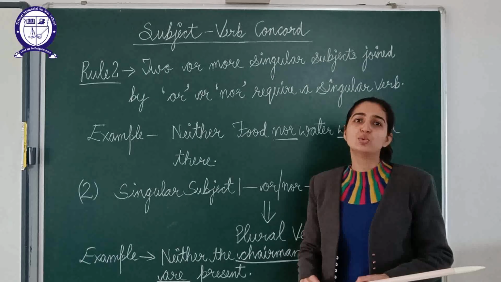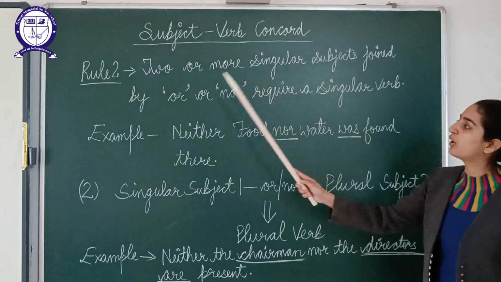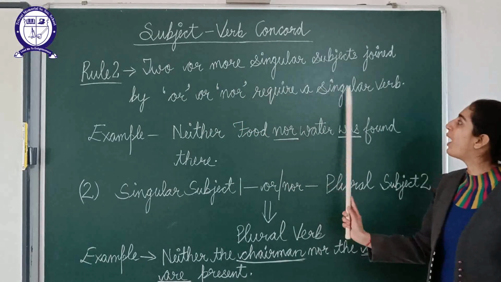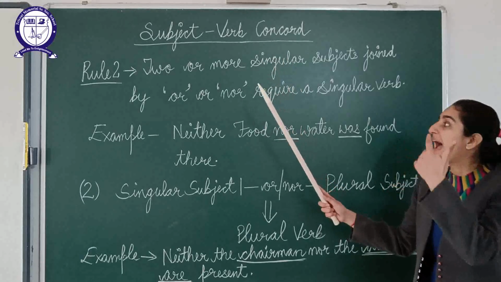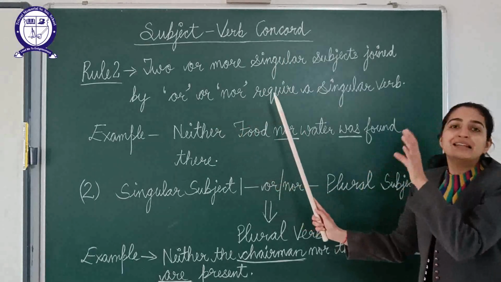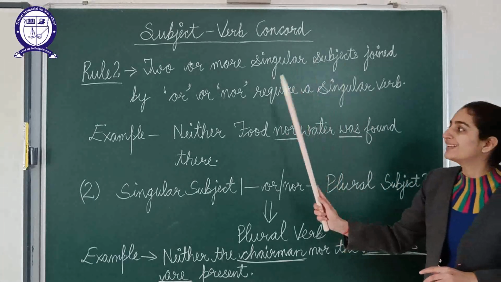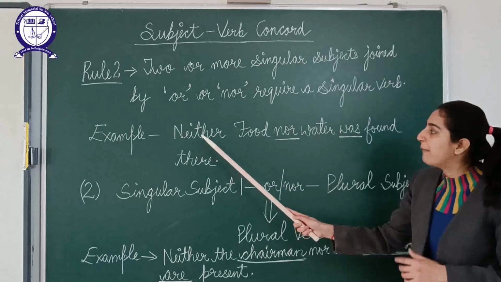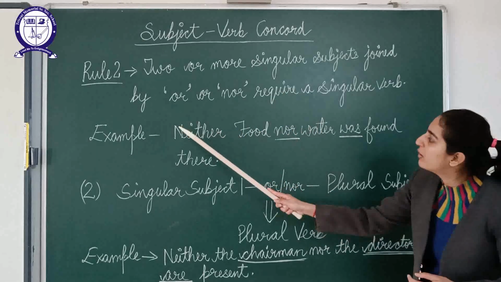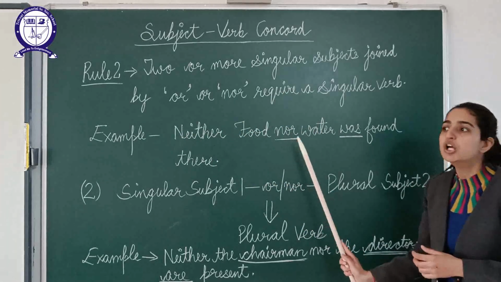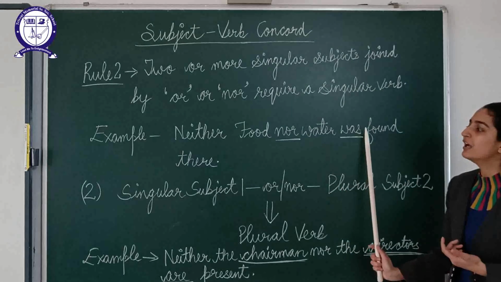Next we see rule number 2. Rule number 2 says that two or more singular subjects joined by or, nor require a singular verb, which means that if there are two singular subjects and they are joined by or, nor, then the verb that we require here is a singular verb. Let us see this with the help of an example. For example, neither food nor water was found. So here the subjects are singular and they are connected by nor, so the verb we have used here is a singular verb, that is was found.